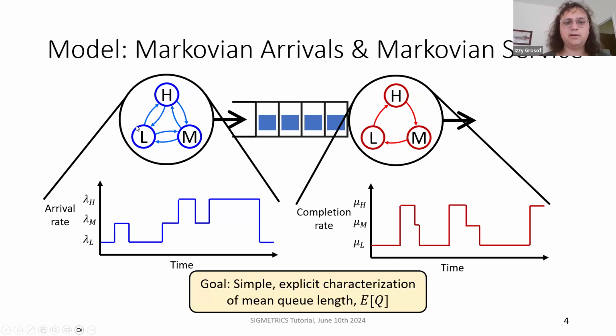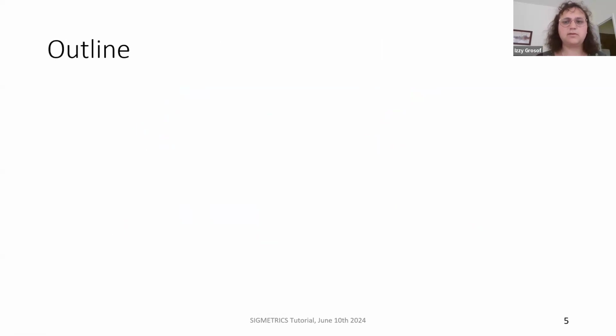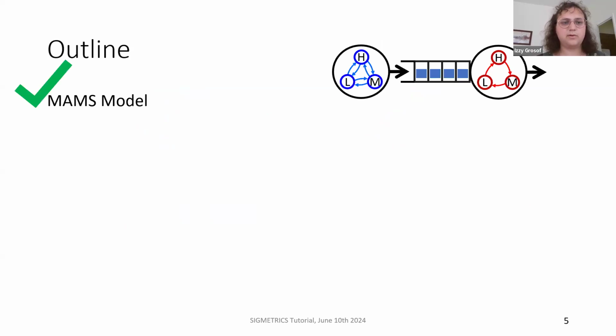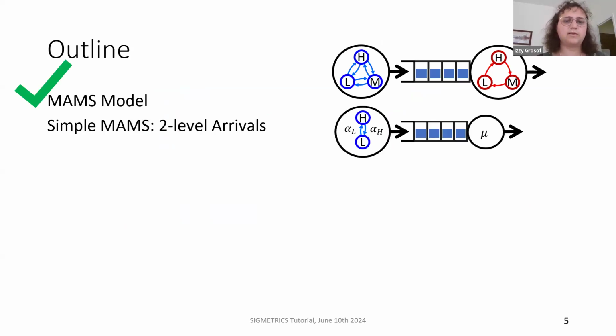We want to be able to do that no matter what the fluctuations of arrivals and service look like, so you can really capture the full complexity of this system. So to give you an outline of the talk, I've told you about this MAMS model. When it comes to analyzing its performance, the fundamental challenges will be illustrated by a simple instance of the model, which I call the two-level arrival system. So we'll go through trying to analyze that system, and then we'll come back to the full MAMS model.